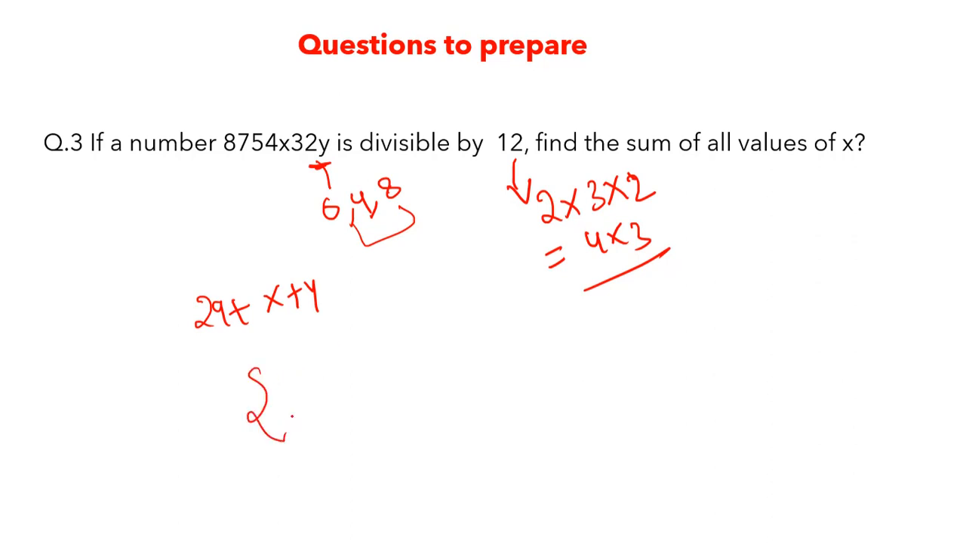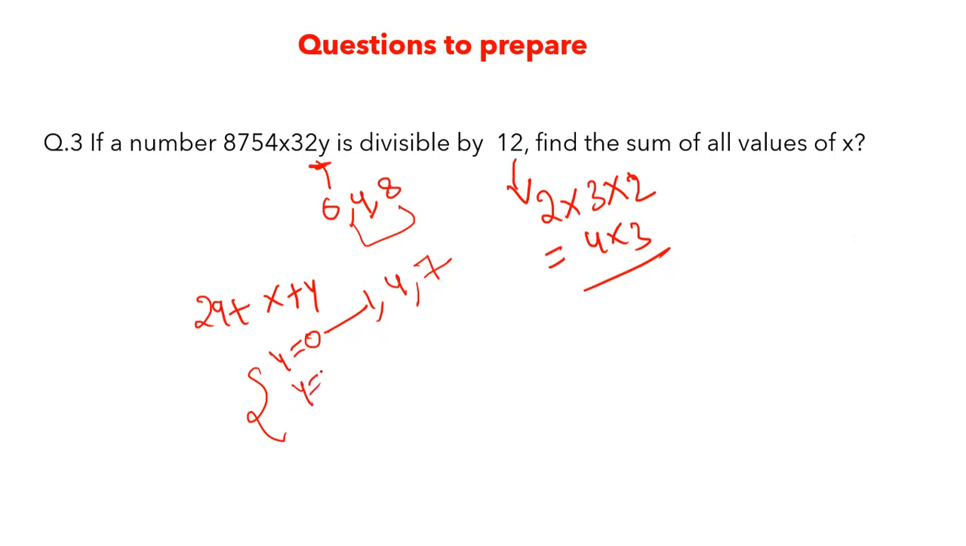Let us suppose we take y equal to 0. What value can we consider for x? If y is 0, then we can take x as 1. 29 plus 1 is 30, that is divisible by 3. Otherwise, we can take 4. 29 plus 4 is 33, that is divisible. Otherwise, we can take 7. 29 plus 7 is going to give us 36, that is also divisible.